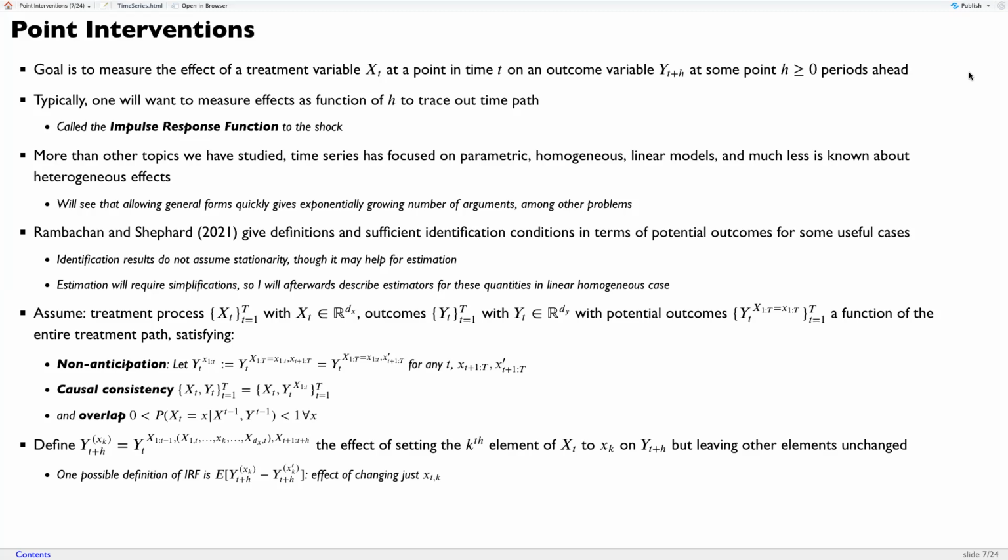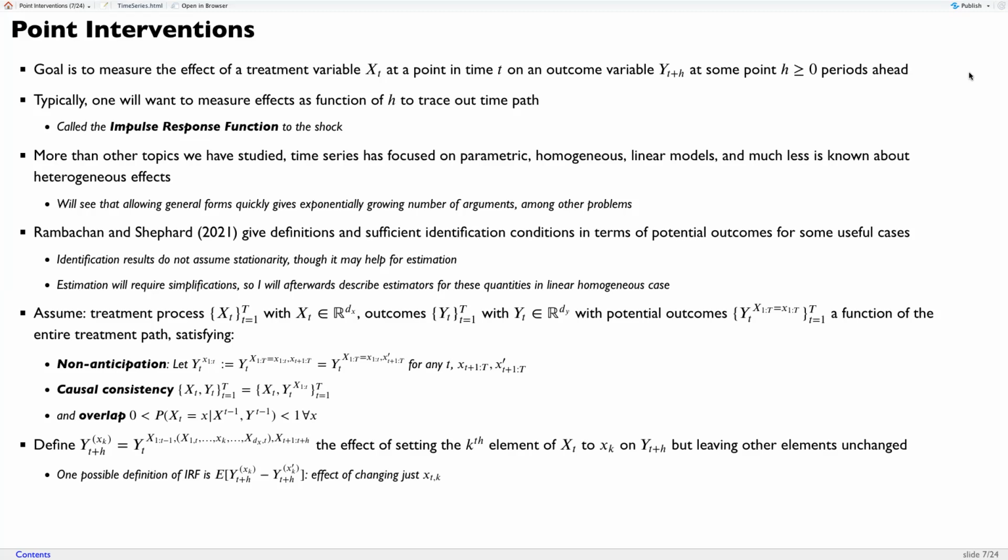And then we'll need an overlap condition in order to be able to even define all the conditional probabilities. And so they focus in the Rambachan and Shephard paper on the potential outcomes corresponding to changing x_k, which is the kth element of x_t in period t. And so changing one element of the vector of treatments at a particular time, leaving all the other x's, both past and future, the same.